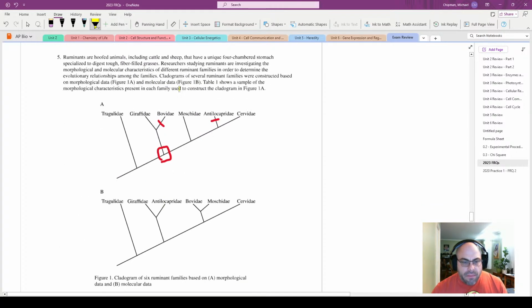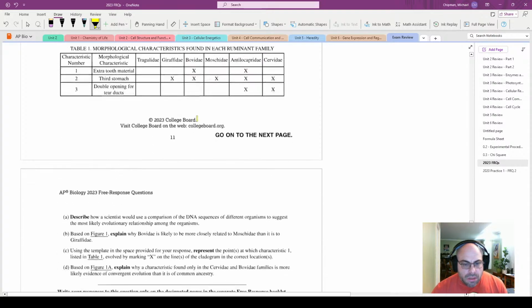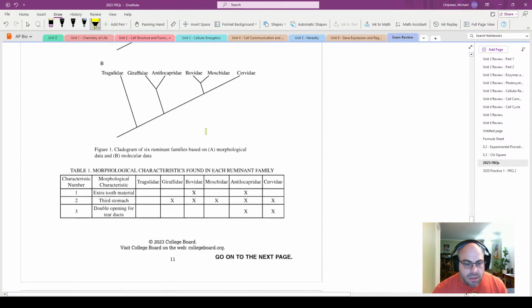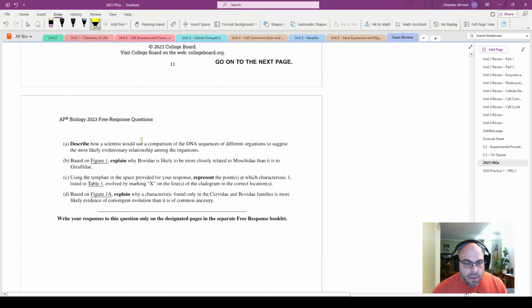And right here you actually have to mark on this. So one of the questions, 100%, is going to have you mark on the question itself. And so make sure that you pay attention to that. Let's see how it asks. I forget. Part C here, yeah.